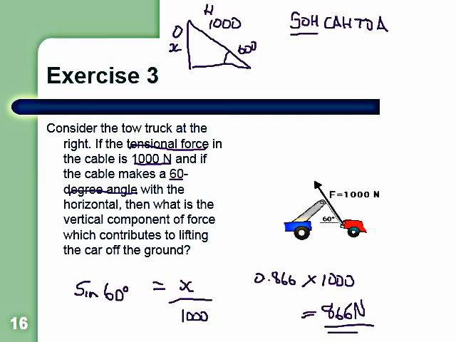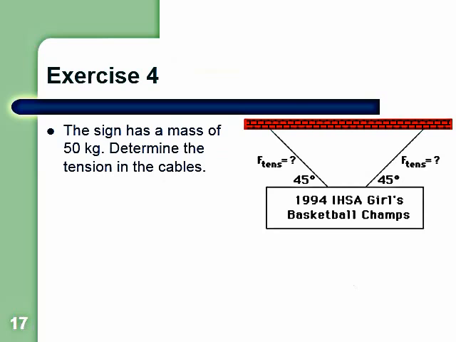So hopefully you got that right. If you didn't, let's see if you can work out where you went wrong, and if you can't, come and see me. Okay, so the final example we're going to use is exercise 4, where the sign has a mass of 50 kilograms, and you need to determine the tension force here on the cables. Okay, so it's a tricky one, so I'll give you a few moments to pause the video and think about it and come back if you think you have an answer.